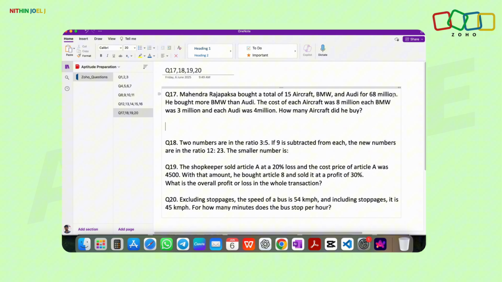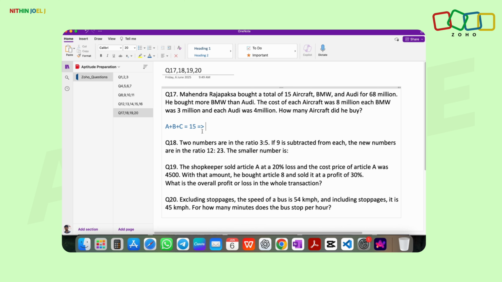So this is quite a complicated question, and we are just going to solve this based on assumptions, or else the brute force method. So this is quite a big question. So let's solve this. In the question they have said there are a total of 15 aircraft, BMW, and Audi. I keep A for aircraft, B for BMW, and C for Audi. So A plus B plus C is equal to 15.